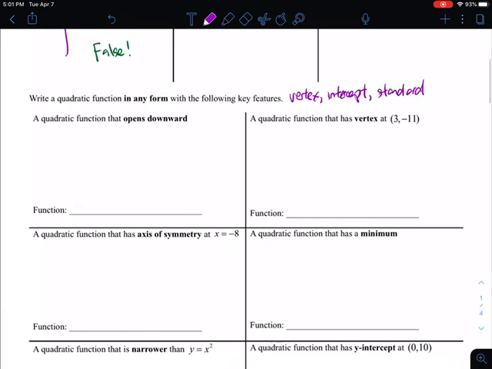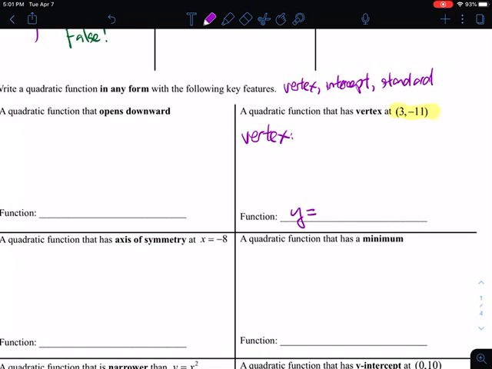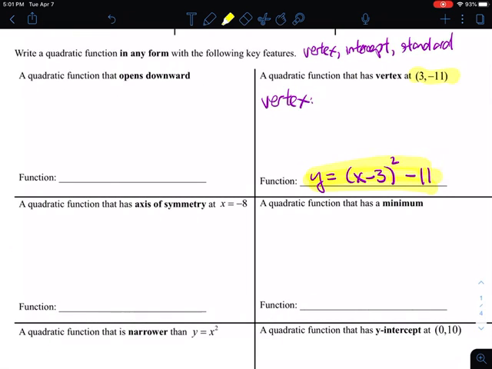So for example, let's say this one right over here, a function that has a vertex at (3, -11). Which form is the easiest? In this case, I think it's vertex form. So we can go ahead and do y equals. Now, this is shifted to the right 3 because it's +3, so we need an (x - 3) squared here. And then on the outside, we're going down 11, so we need a -11. And that's really it. Vertex form will be the easiest. If you try doing it in the other forms, then I think you'll have a much harder time.